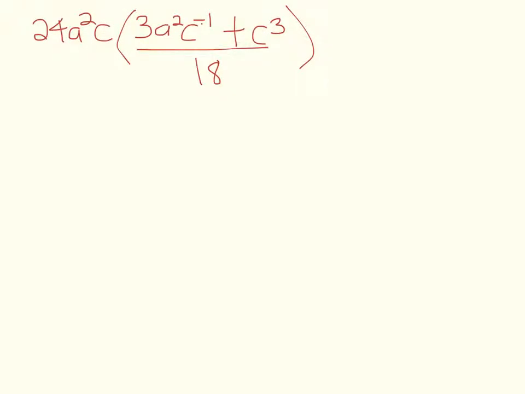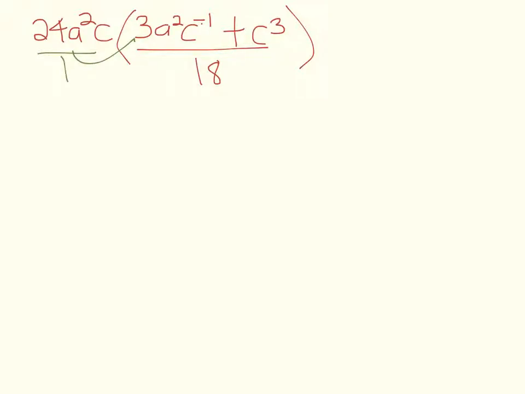So this is another simplification question because there's no equal sign, and this is question 3P from the review. So we have 24a squared c multiplied by 3a squared c negative 1 plus c cubed, over 18. And so we could go right ahead and just multiply our 24 by the 3 and then plus the c, because really this is over 1.